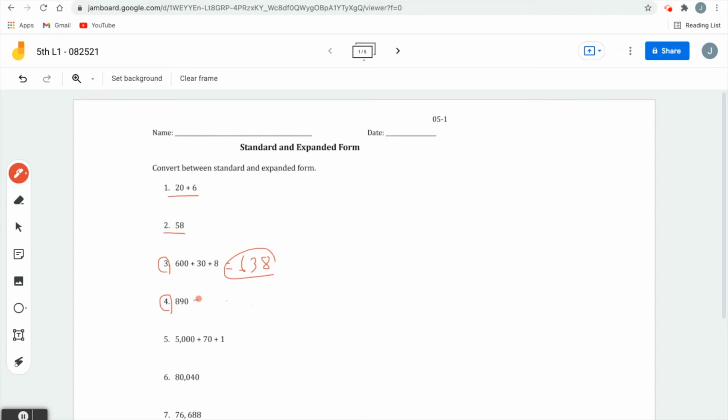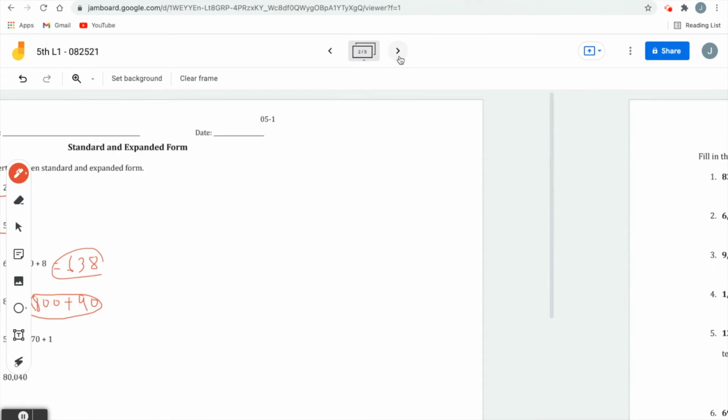Okay, and then let's go to number 4. We have 890, and we're going to write it in expanded form. For hundreds, we have 800. And for tens, we have 90. And we don't have ones. So the final answer for number 4 is going to be 800 plus 90. And this is going to be the final answer. Okay, let's move on to the next one.